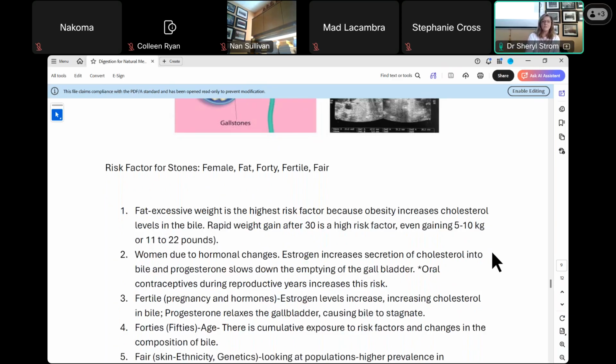So fat, excess weight, is the highest risk factor because obesity increases cholesterol levels in the bile. Rapid weight gain after the age of 30 is a high risk factor, even gaining 5 to 10 kilograms, or about 11 to 22 pounds. Women, due to hormonal changes: estrogen increases secretion of cholesterol into bile, and progesterone slows down the emptying of the gallbladder. Oral contraceptives during reproductive years increase the risk as well. Oral contraceptives really contribute to a lot of risk factors.